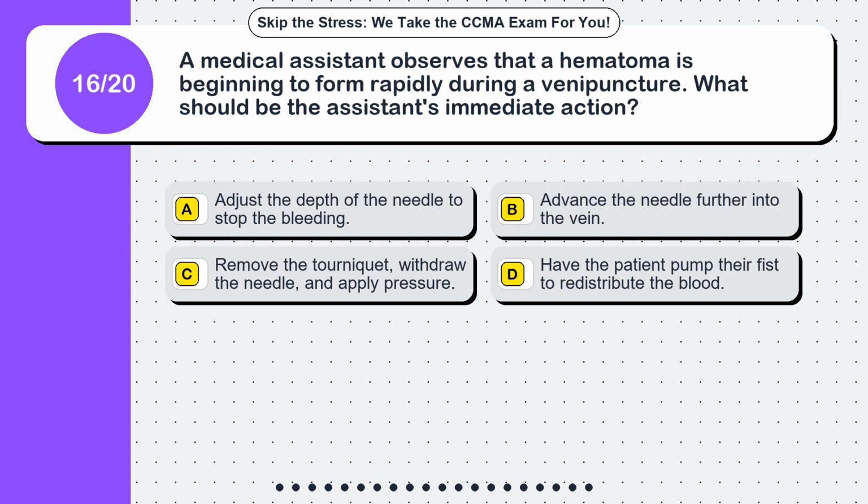Question 16. A medical assistant observes that a hematoma is beginning to form rapidly during a venipuncture. What should be the assistant's immediate action? Option A, adjust the depth of the needle to stop the bleeding. Option B, advance the needle further into the vein. Option C, remove the tourniquet, withdraw the needle, and apply pressure. Option D, have the patient pump their fist to redistribute the blood.